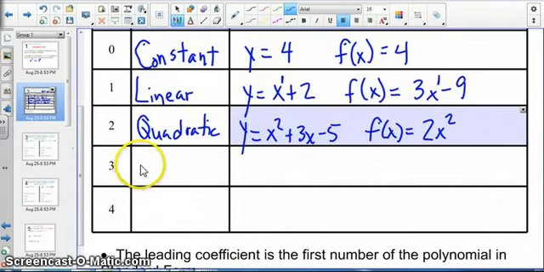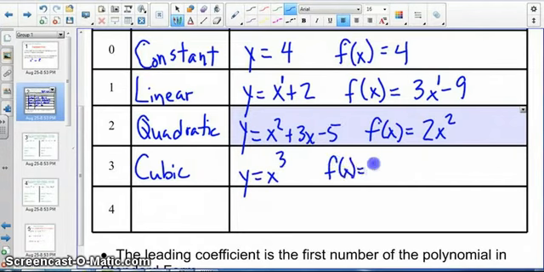If your highest exponent is a 3, these are called cubic. So we could have y equals x to the third, or f of x equals negative 4x to the third plus 3x squared minus x plus 1. Those are all examples of cubic functions because your highest exponent is a 3.